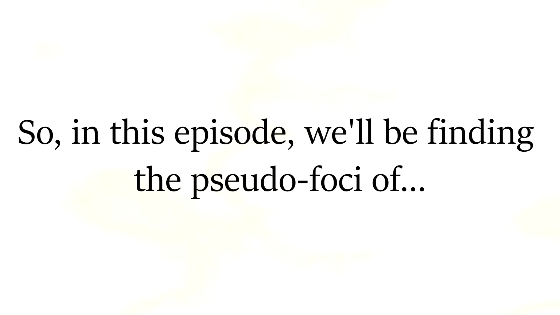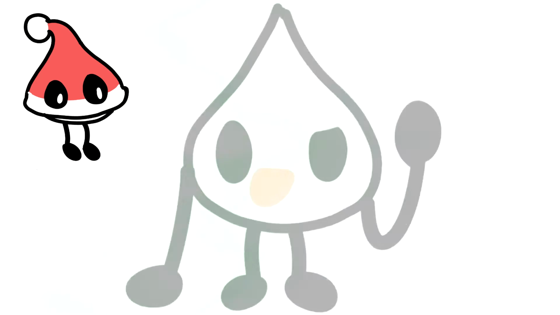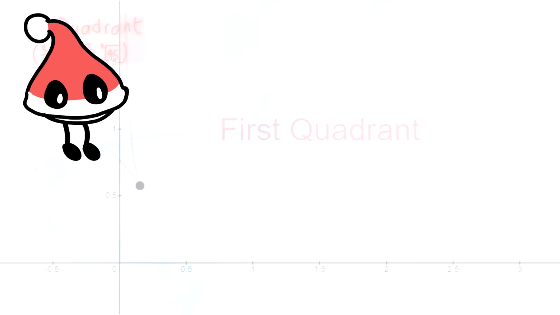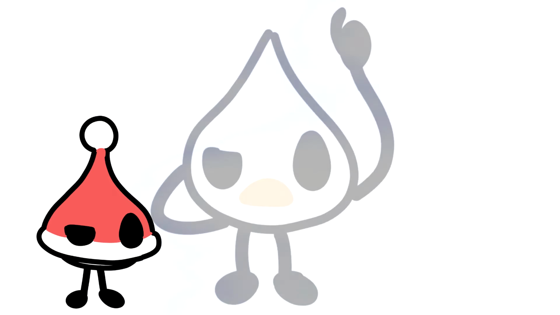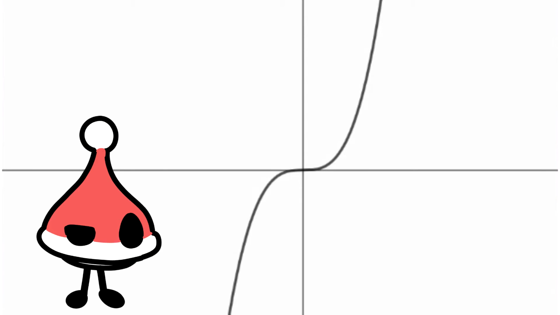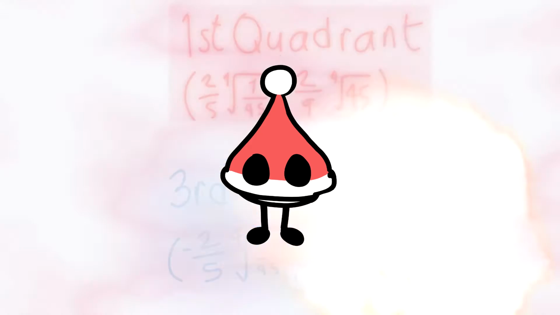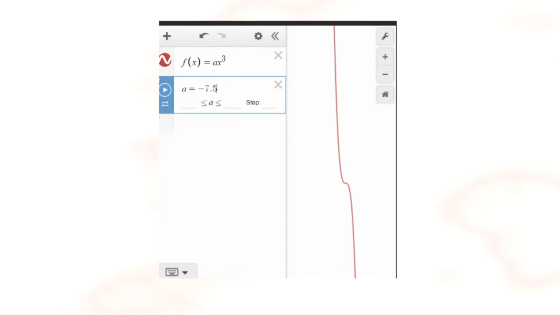So this episode, we'll be finding the pseudo-foci of ax³. If that took you 2 minutes to figure out, I know, and you know, we already did x³ 2 episodes ago. This is for ax³, where a is some variable that stretches x³. Alright, let's begin. Now, let's look at ax³.